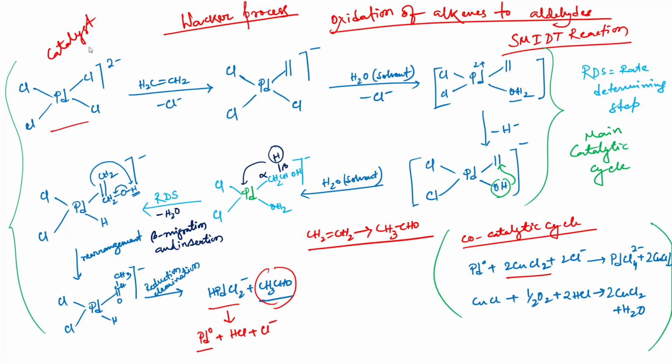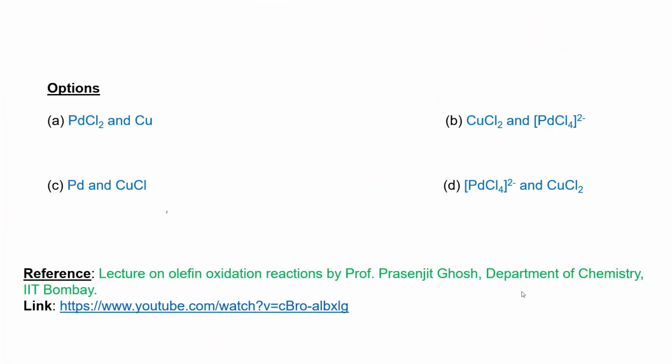So your catalyst is PdCl4 2- and co-catalyst is CuCl2. So you find your answer now. Which is the option? Option D. This is your answer. PdCl4 2- is the catalyst and CuCl2 is the co-catalyst here.